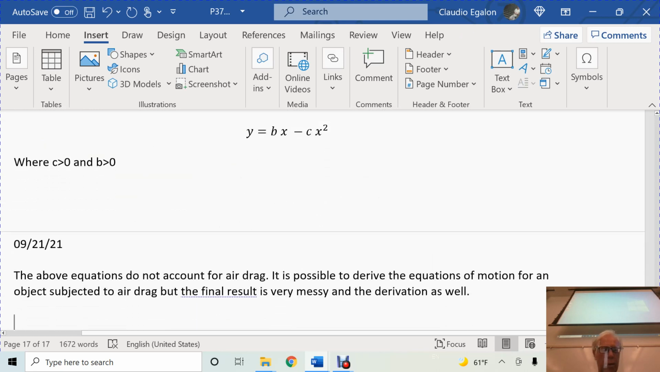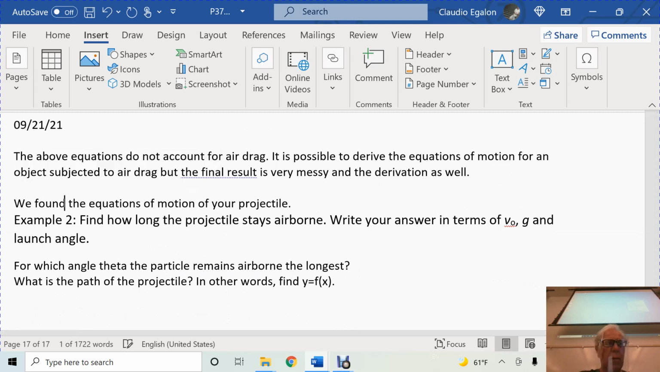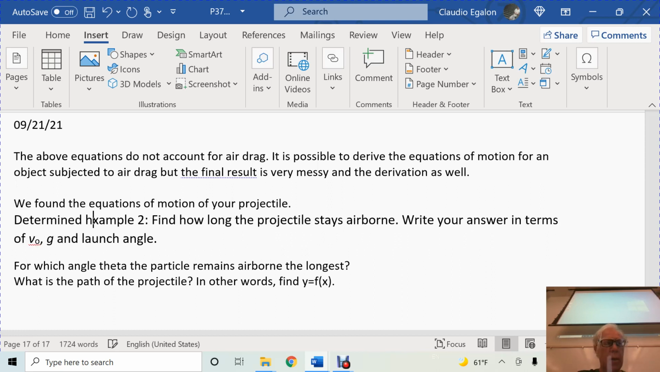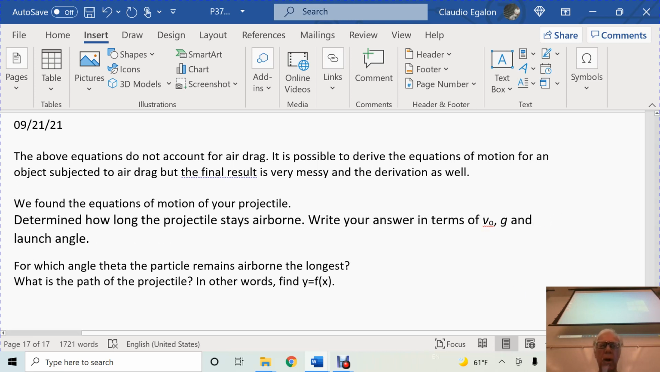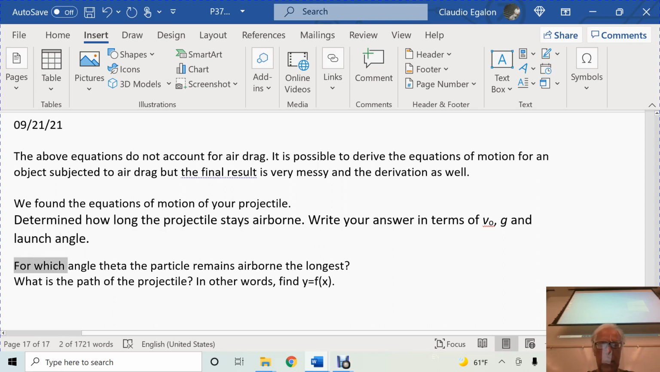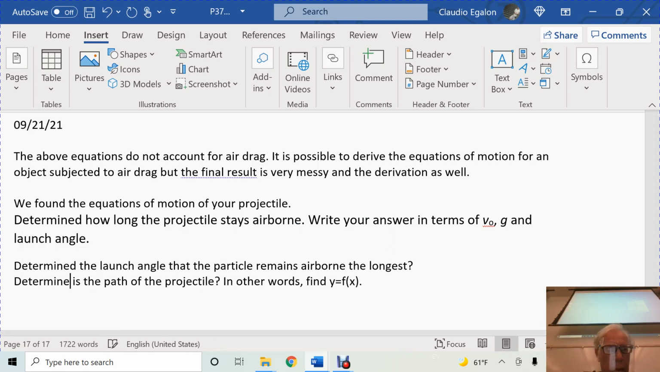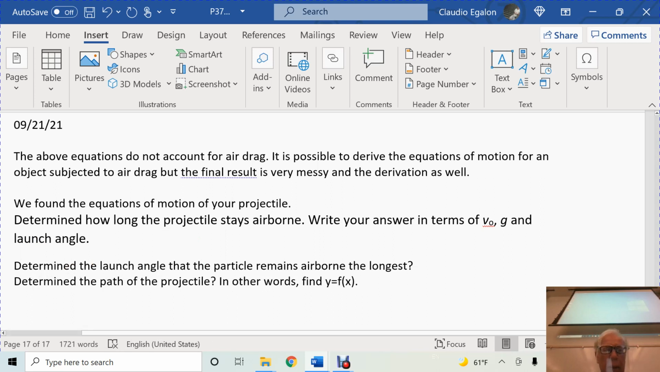Here you go, right in here. We did the following. We found the equation of motion of the projectile, determine how long the projectile stays airborne, determine the launch angle theta that the particle remains airborne the longest, and determine the path of the projectile. So that's what we did.